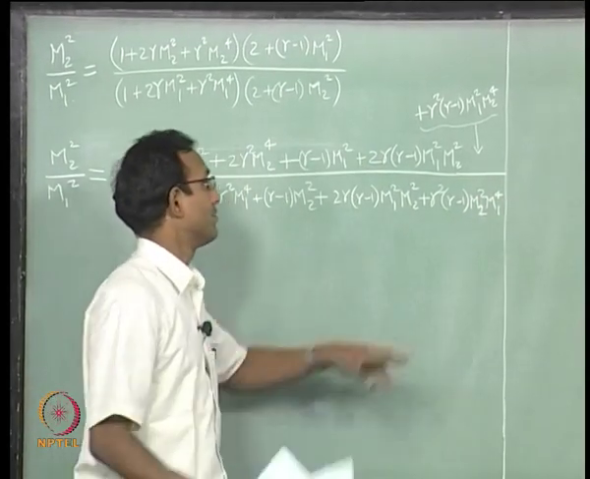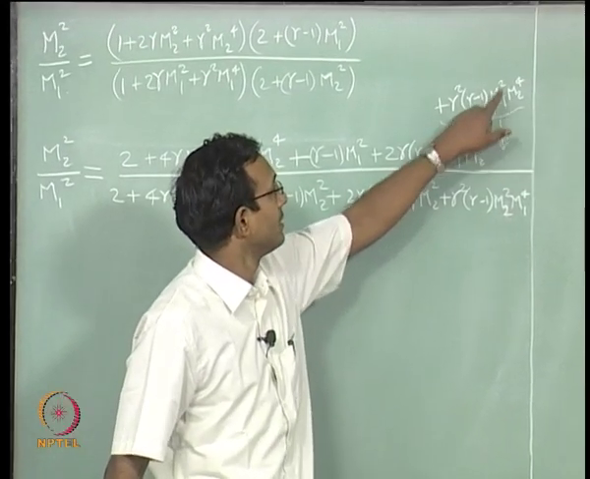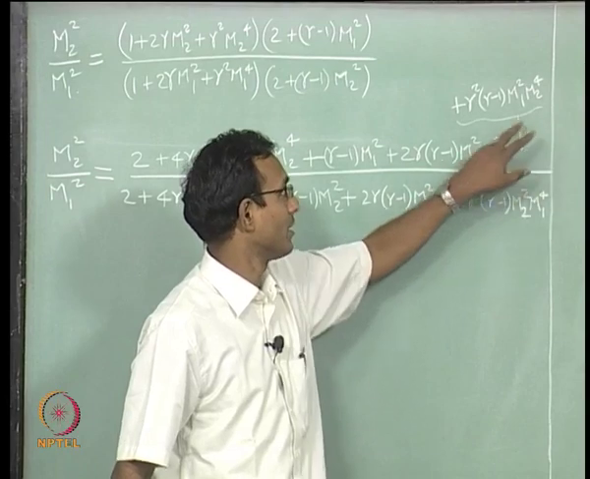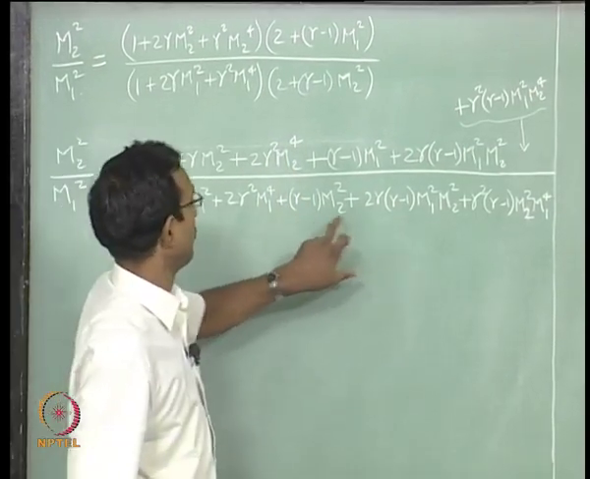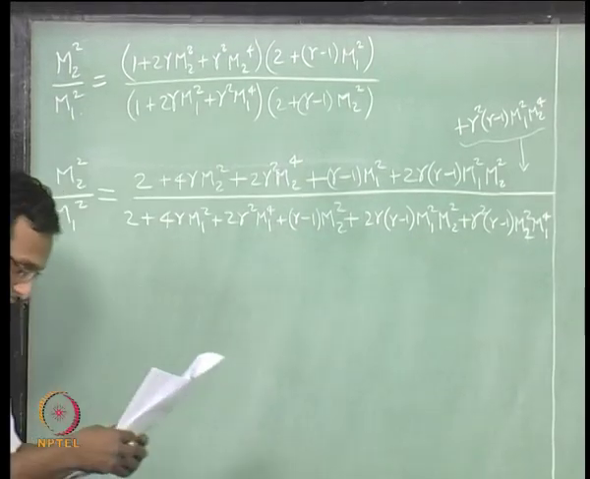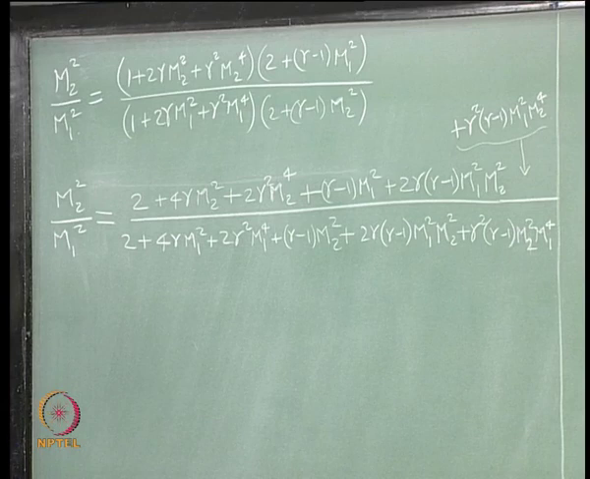Only the last term will look slightly different, it is m2 square m1 power 4, here it is m1 square m2 power 4. Again 1, 2, 3, 4, 5, 6 terms. Now this is not enough, we have to bring it to a form which is even more simple.